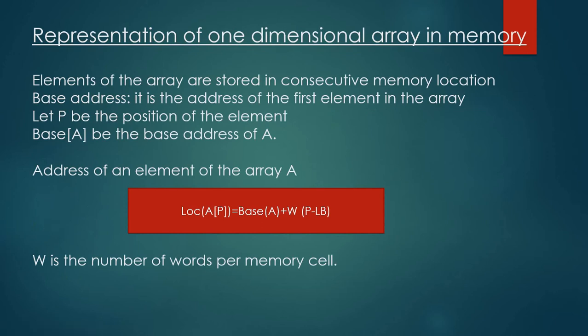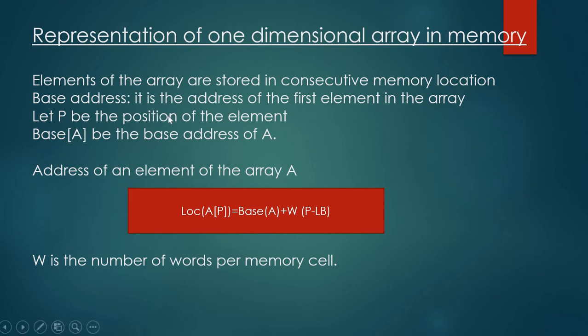Representation of a one-dimensional array in memory. The elements of the array are stored in contiguous memory locations. One-dimensional array elements are stored in contiguous memory locations. Then here we can consider what the base address is. It is the address of the first element. Base address means it is the address of the first element.